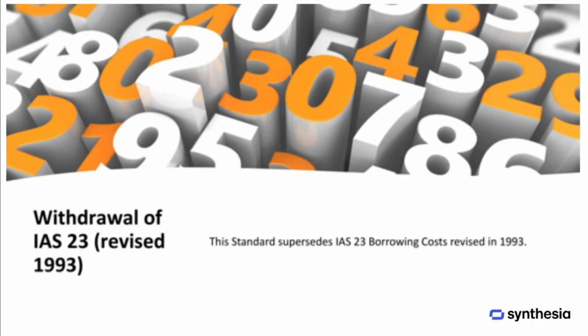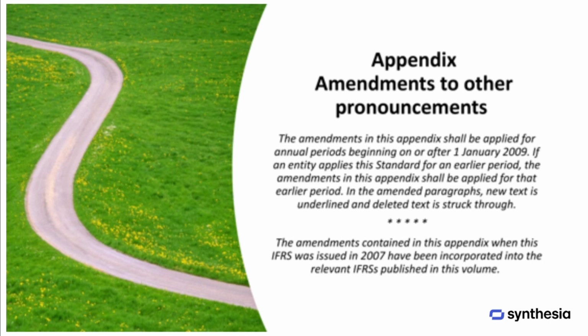This standard supersedes IAS 23 Borrowing Costs, which was revised in 1993. The amendments in this appendix must be applied for annual periods beginning on or after the 1st of January 2009. If an entity applies this standard for an earlier period, the amendments in this appendix should be applied for that earlier period. New text is underlined, and deleted text is struck through in the amended paragraphs. The amendments made in this appendix when the IFRS was issued in 2007 have been incorporated into the relevant IFRSs published in this volume.